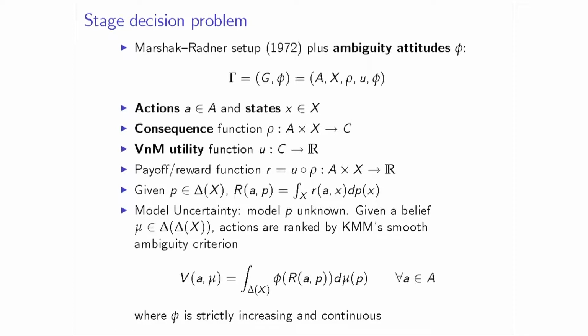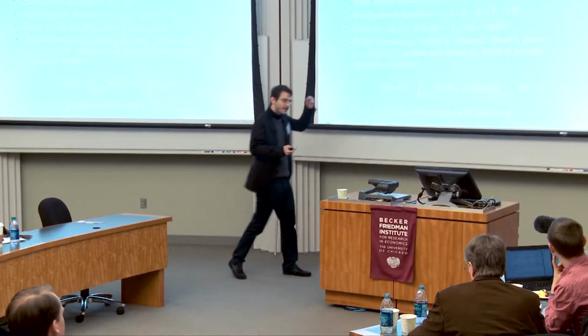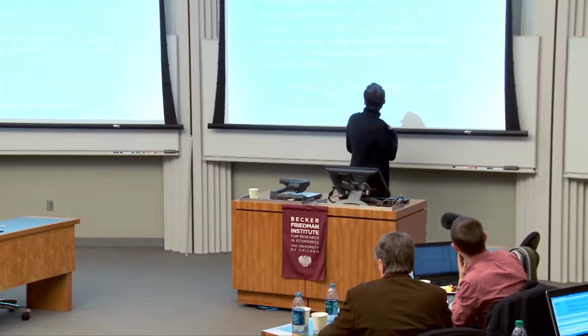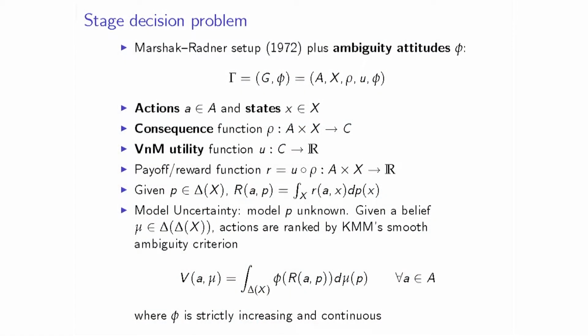Then a state realizes, little x in capital X, and a consequence is obtained by the fact that he played an action little a in capital A and a state little x in capital X realized. So the third element is a consequence function rho that associates to a pair of action and state a consequence. The decision maker ranks consequences according to a utility function, a von Neumann-Morgenstern utility function we'll see in a second, that goes from C, the set of consequences, to the real line. If we compose u with rho, we obtain a payoff function that basically is just transforming into utils pairs of actions and states.